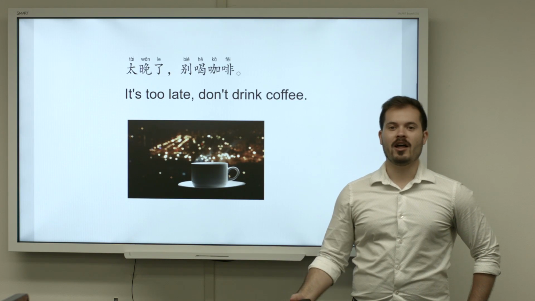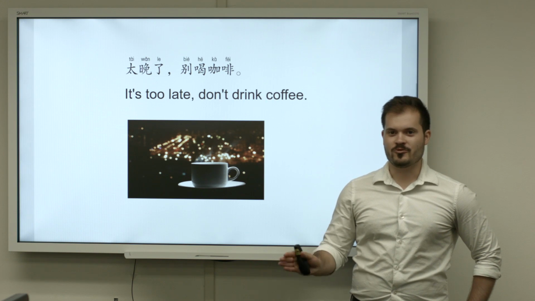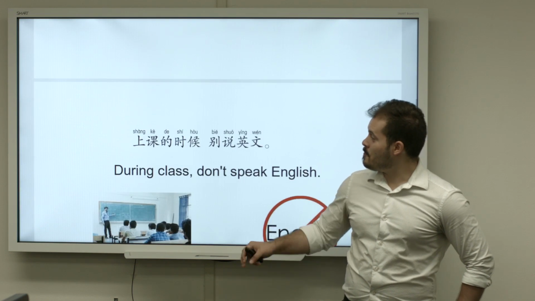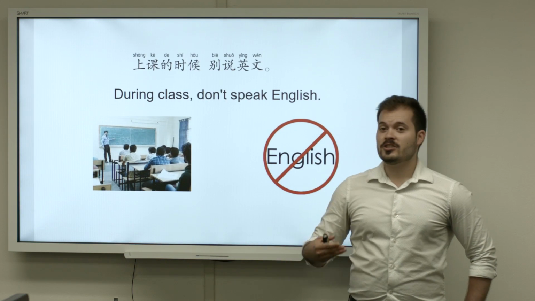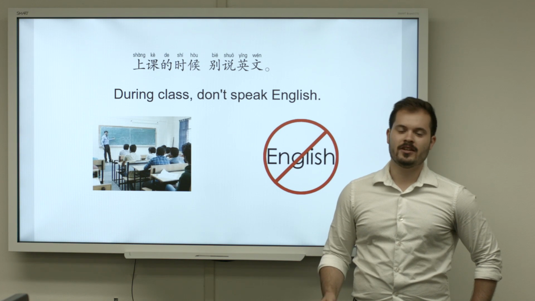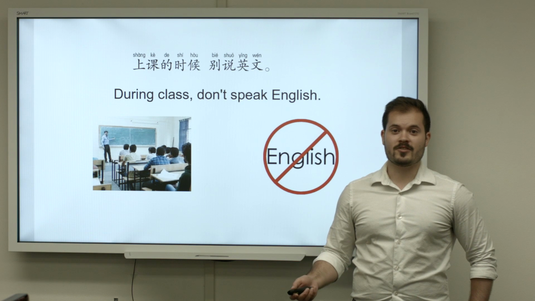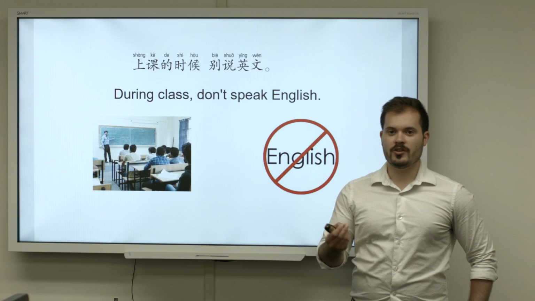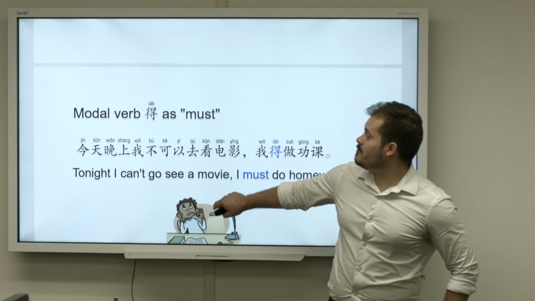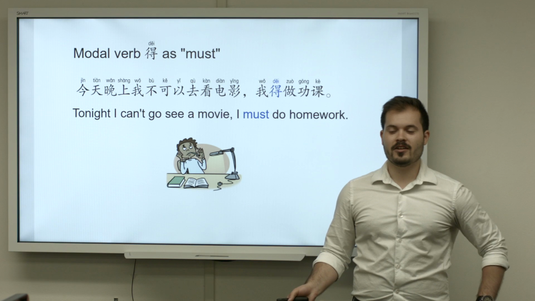So in a sentence like 太晚了, 别喝咖啡 means it's too late. It's like 9 o'clock. Don't drink coffee. 别喝咖啡, don't drink coffee. Or 上课的时候, during class, 别说英文, don't speak English. Again, structure is the same. Don't speak English. 别说英文. So we're going to move on because 别 is something that you definitely shouldn't overthink.